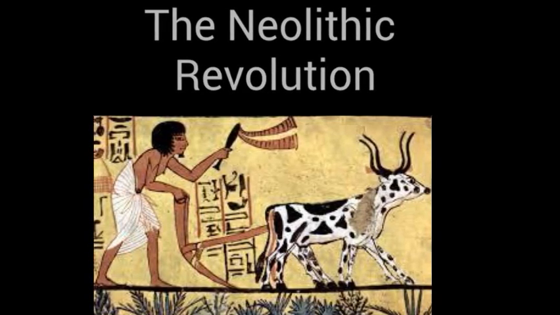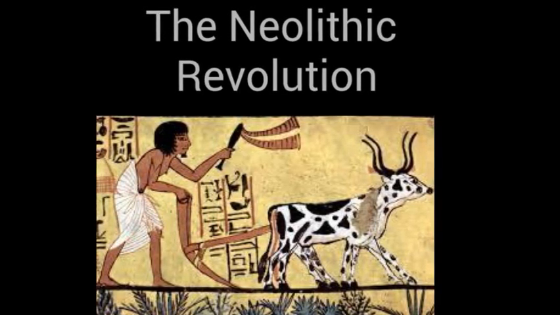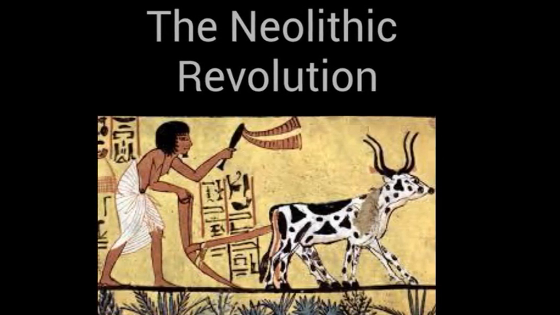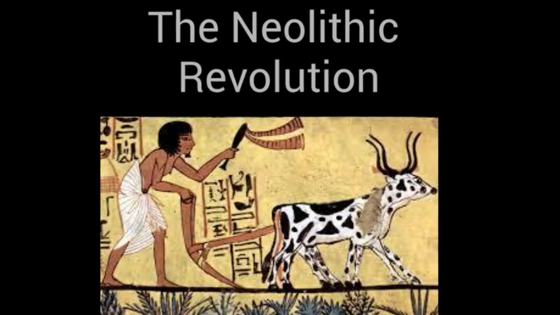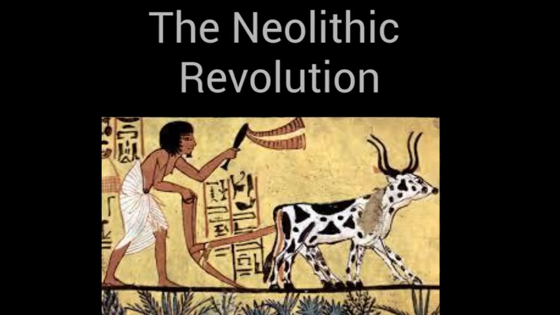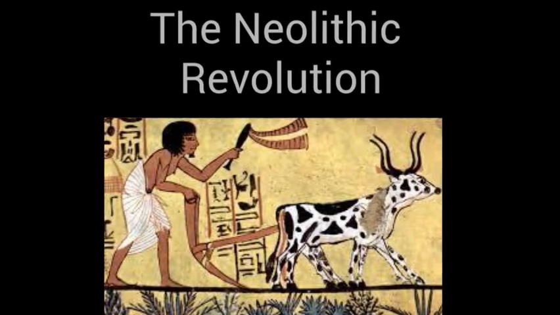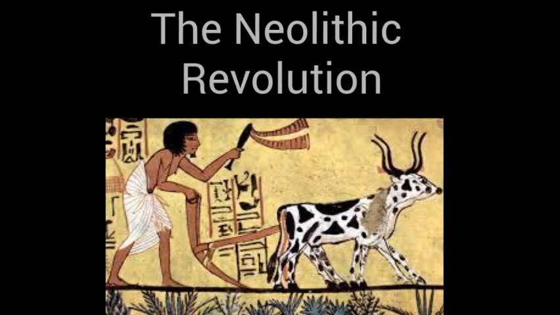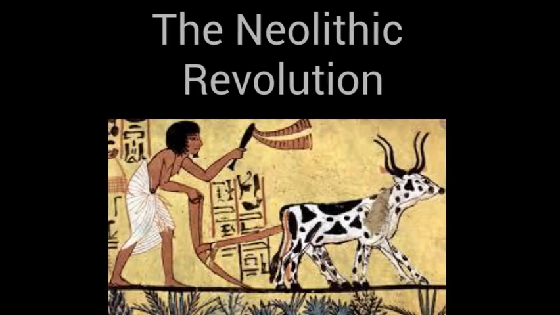Oftentimes, we don't think about how our food is produced, or where it comes from, much less about the history of how humans began to practice agriculture in the first place. Today, we will be learning about the Neolithic Revolution, the period of time in which humans switched over from being hunter-gatherers to using agricultural practices to put food on the table.